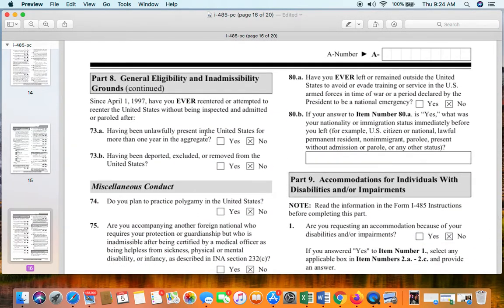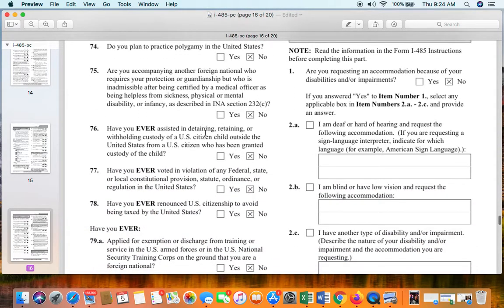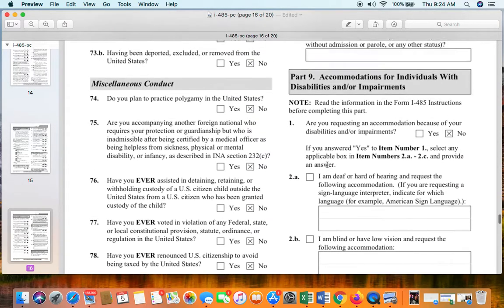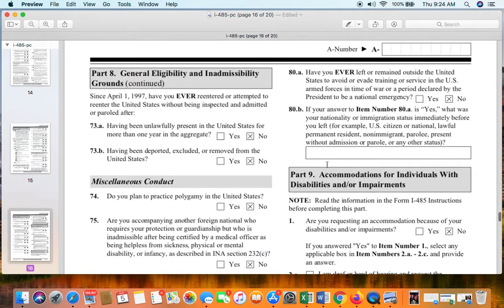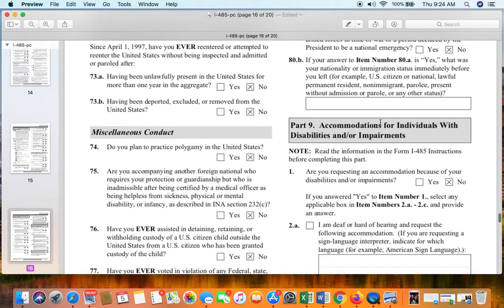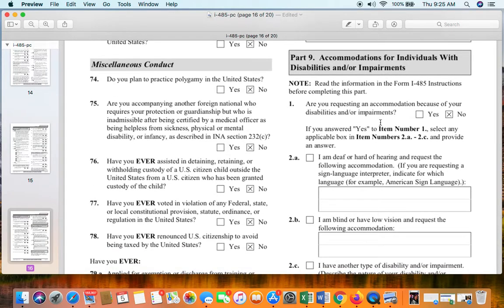Part 8 is still continuing. This is a really long question and answer, so you can just put no, but remember, as I told you, always read the question and answer it properly. And then I put no. This one, just leave blank. We're not going to take that item because it is not applicable for our derivative applicant.